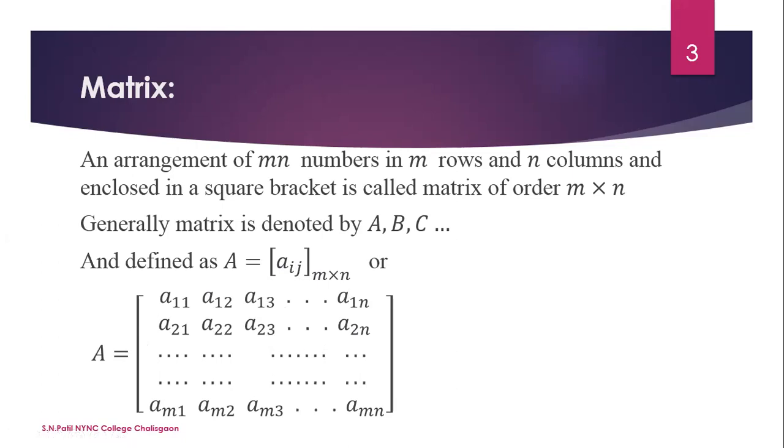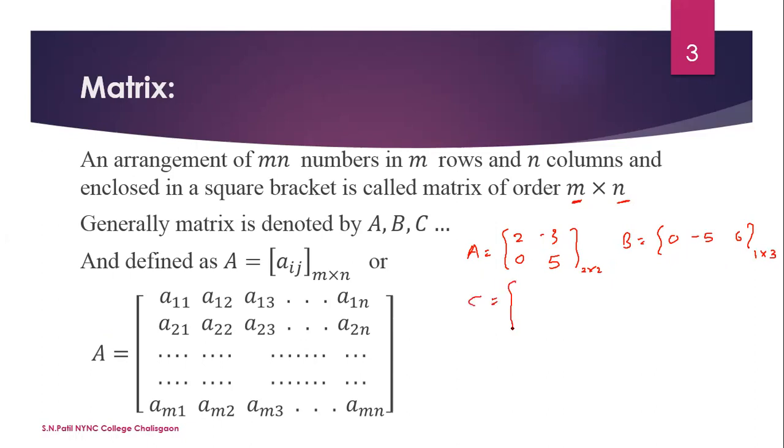For example, A is equal to 2, minus 3, 0, 5. So this is a matrix of order 2 by 2. B is equal to 0, minus 5, 6. See here, m indicates the number of rows and n indicates the number of columns. So here the number of rows is 1 and the number of columns is 3, that is 1 by 3.